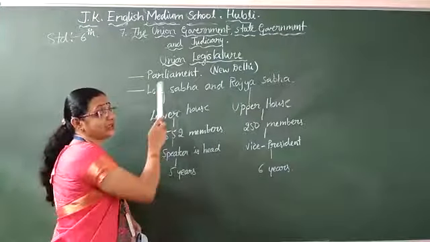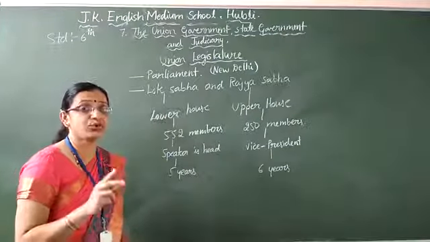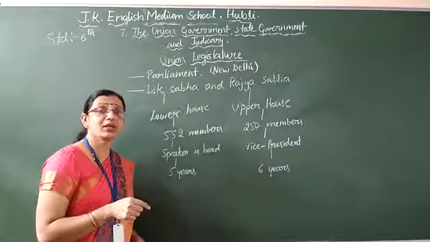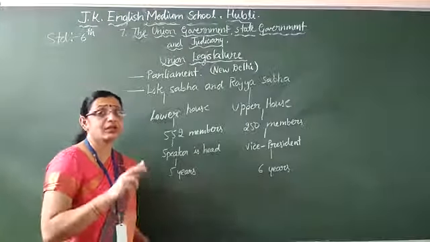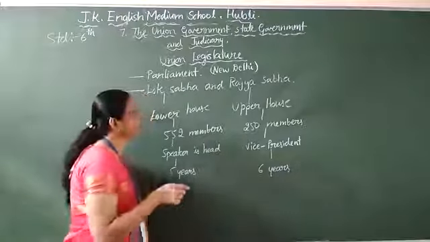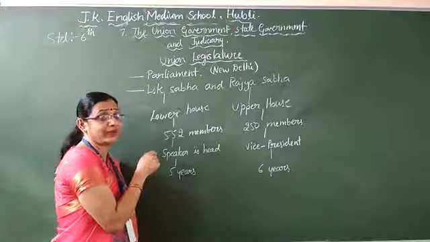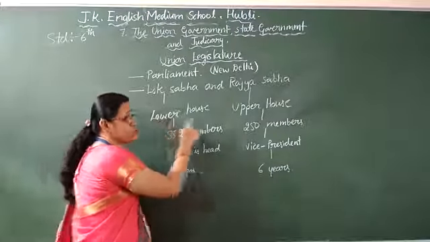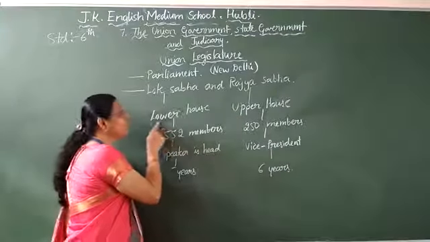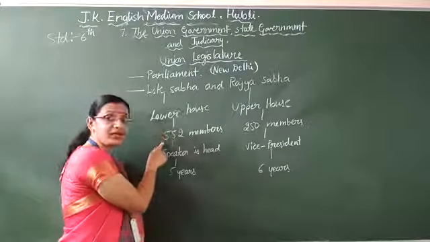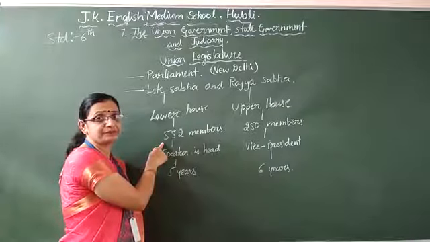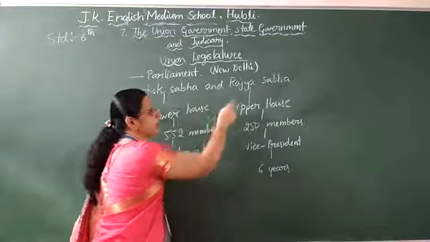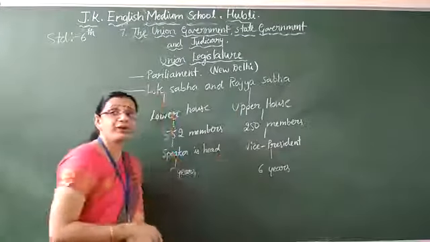It is a bicameral legislature, children. As it has two houses, it is called a bicameral legislature. Bi means two. Our parliament is a bicameral legislature, with a lower house and an upper house. In the Lok Sabha, 552 members will be there. Then in the Rajya Sabha, 250 members will be there.